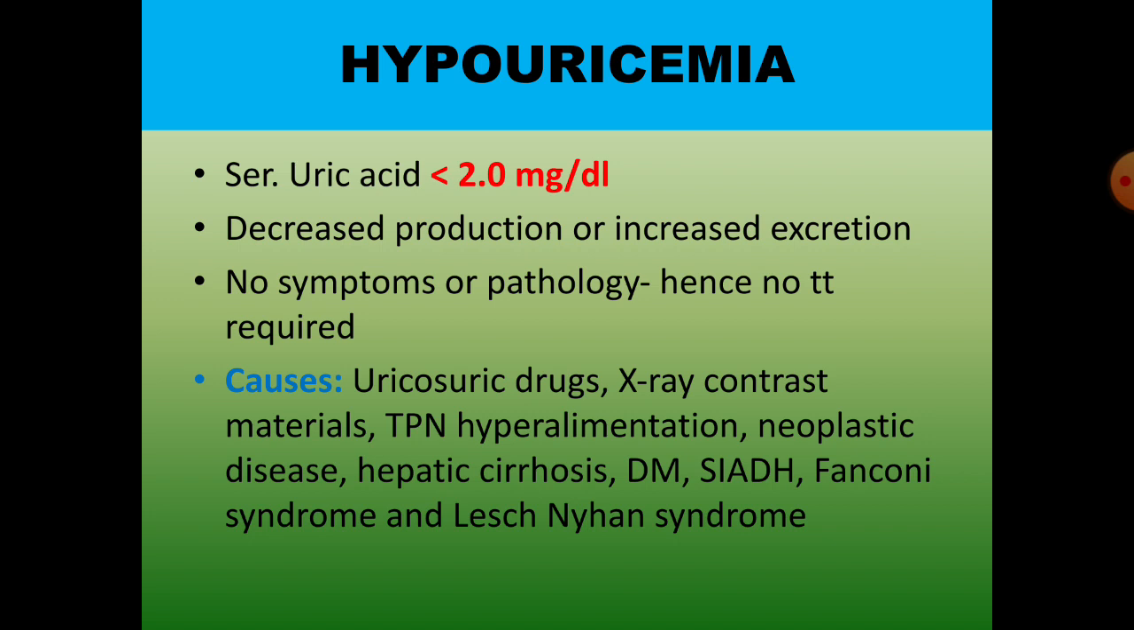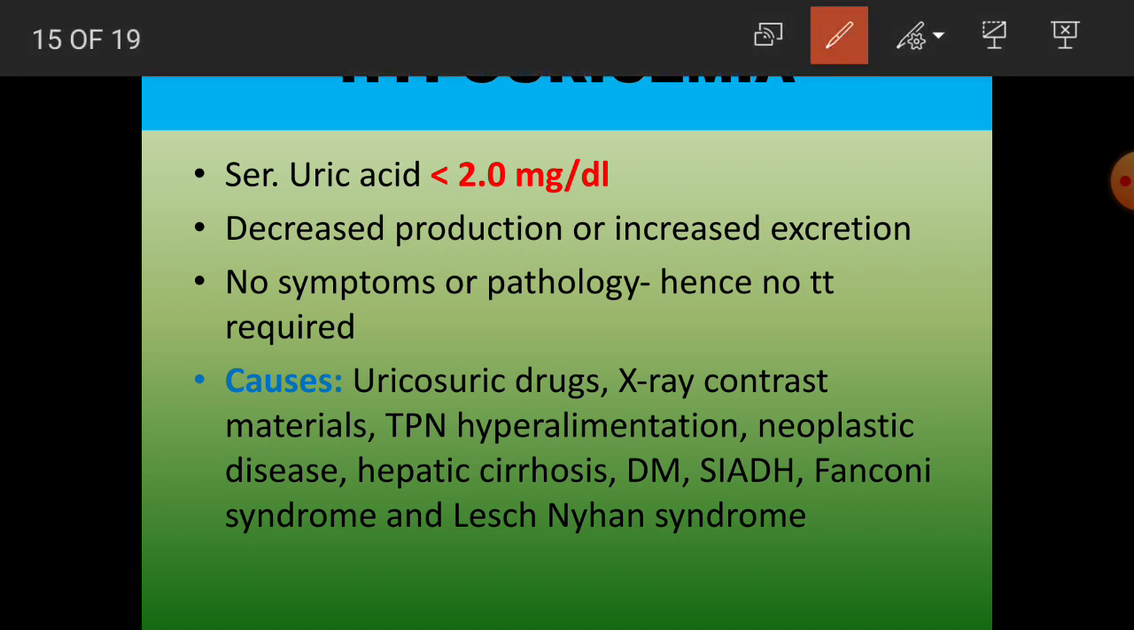Then if there is hyperuricemia, there must be hypouricemia. When do we call it? If uric acid level falls below 2 milligram per deciliter. This is either due to decreased production or increased excretion. No symptoms or pathology is seen, so no treatment is required. It is usually seen with intake of uricosuric drugs. Excessive uric acid is eliminated, so uric acid has fallen.